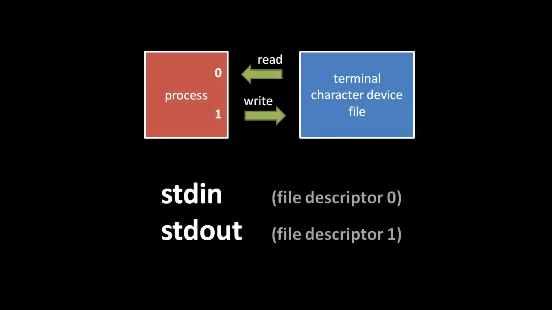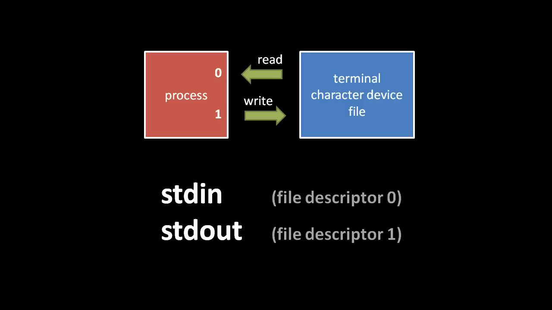In Unix, we have this convention whereby processes, when they are started, expect to inherit from their parent two open file descriptors, 0 and 1. File descriptor 0 we call standard in, abbreviated as stdin. And file descriptor 1 we call standard out, abbreviated as stdout. In the usual case, processes expect standard in to be a file descriptor open for reading a terminal character device file, and standard out is expected to be open for writing that same terminal character device file.